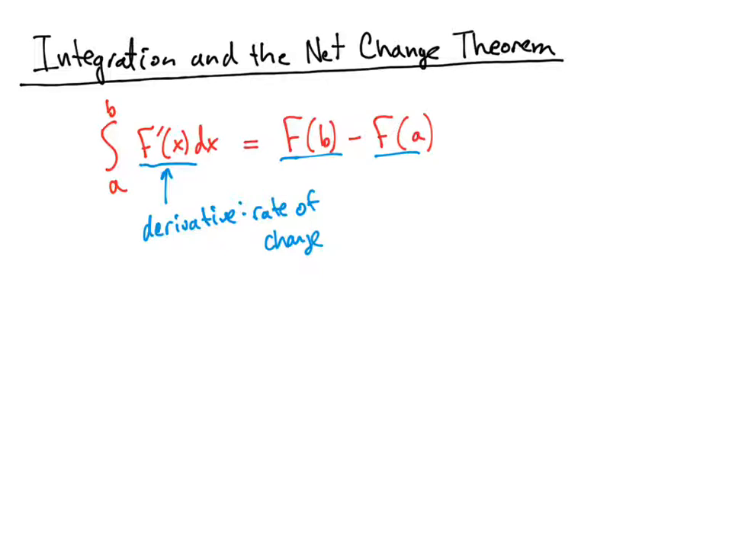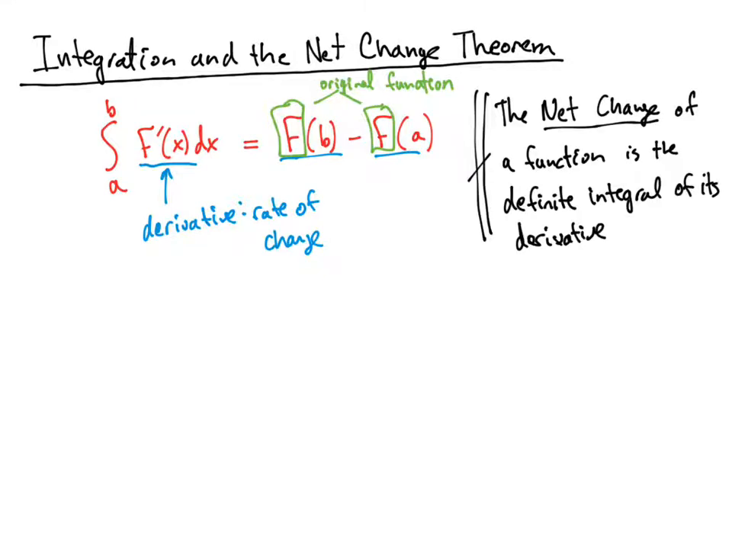So if we take a definite integral of a derivative, what we end up with is the original function, and in this case, the original function is just f. And we're evaluating that at the limits of integration, b and a. So if we take an integral of a derivative, we end up with the original function. We'd say that the net change of a function is the definite integral of its derivative.